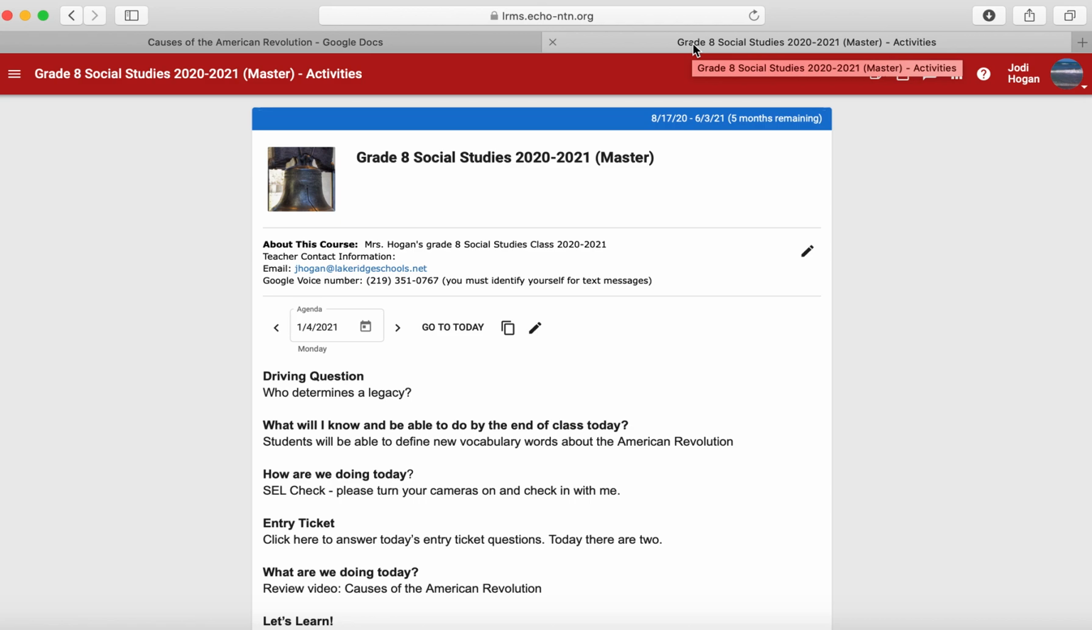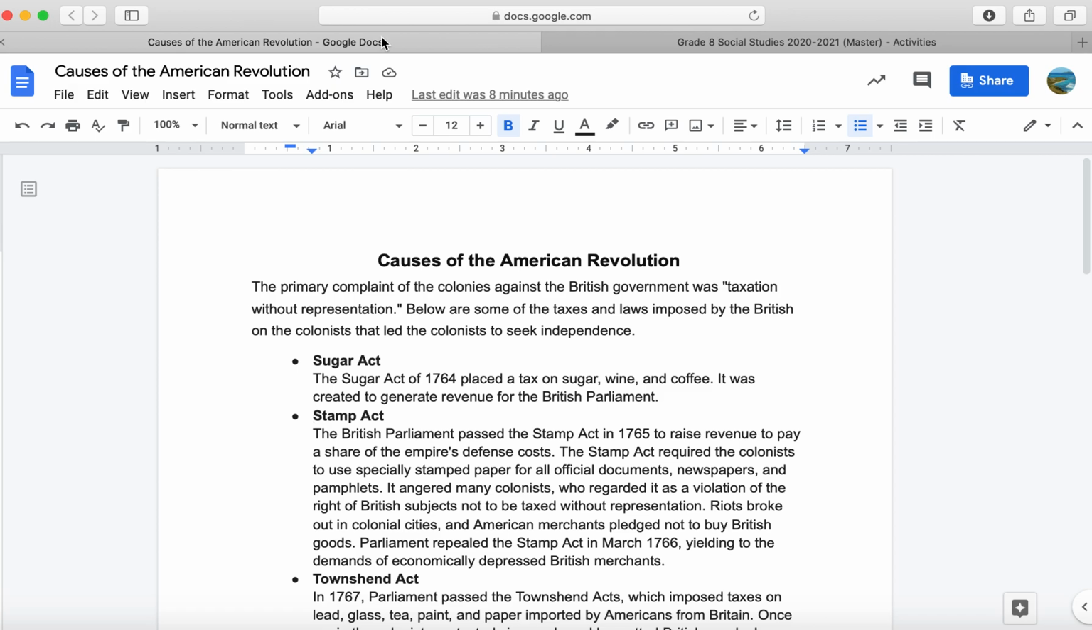Today, we will begin class by reviewing what we have learned about the events leading up to the American Revolution. Causes of the American Revolution. The primary complaint of the colonies against the British government was taxation without representation.